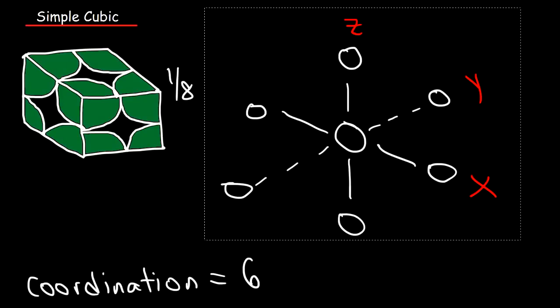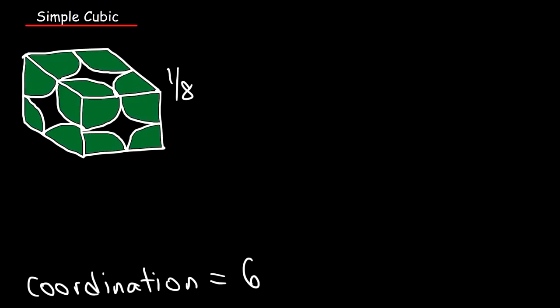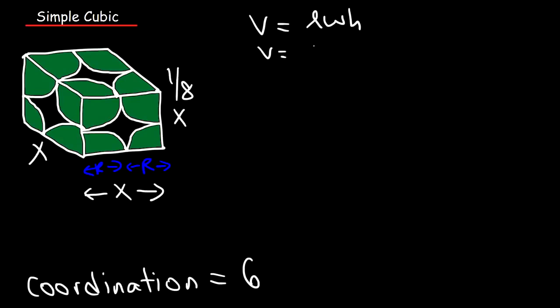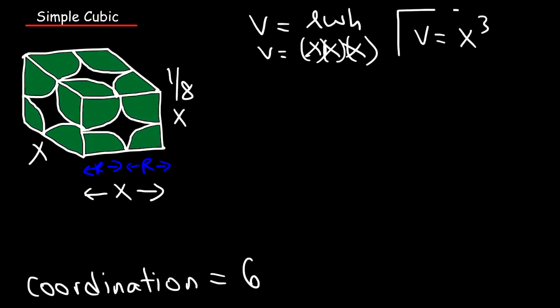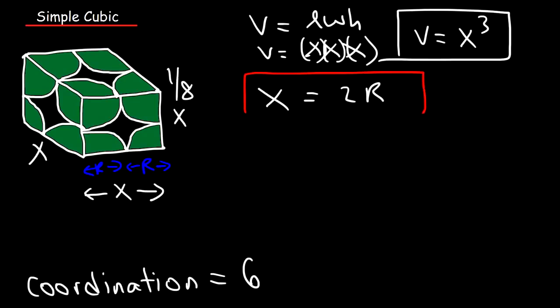Now, as we already mentioned, the edge length is 2 times the radius of the atom. So let's call this r, and this is r, and the edge length is equal to x. So this side is x and this side is x. The volume of a cube is length times width times height, so it's going to be x times x times x. Therefore the volume of the entire cube is x cubed, the edge length raised to the 3rd power. But each edge length is equal to 2r. It's twice the atomic radius. So make sure you remember this equation when dealing with simple cubic structures.